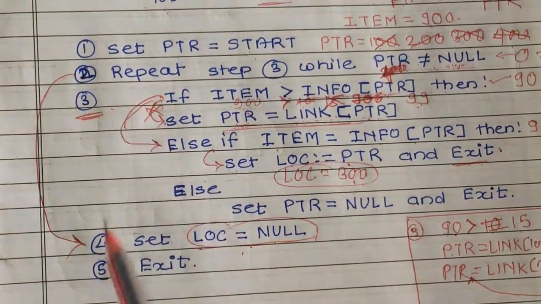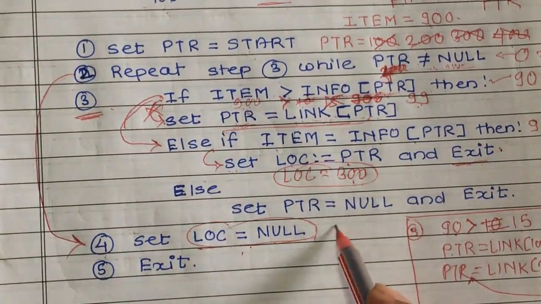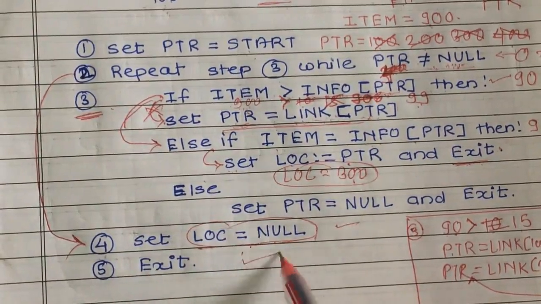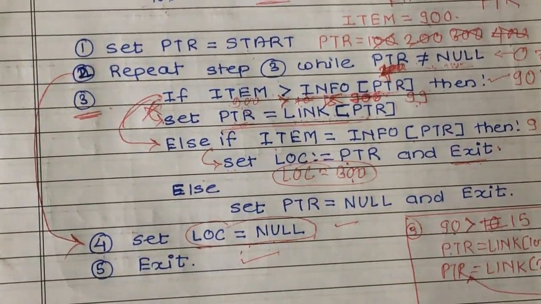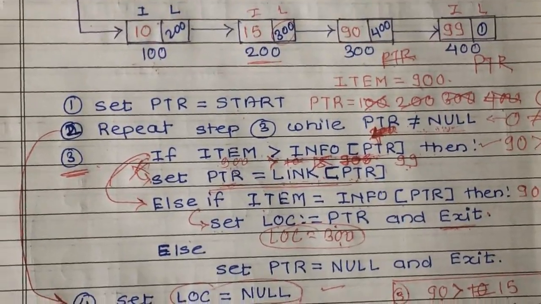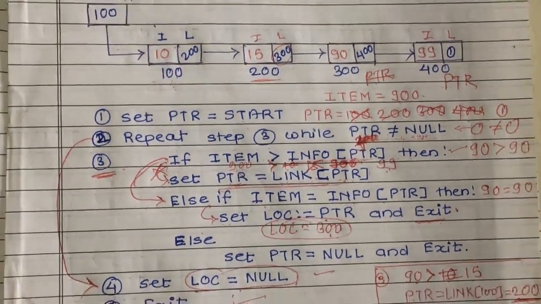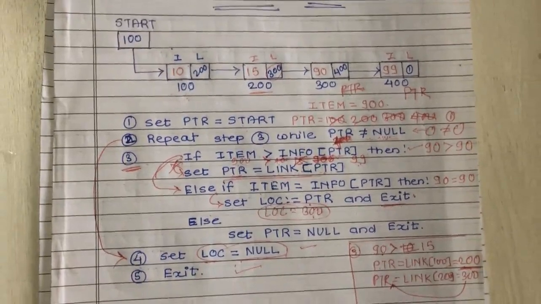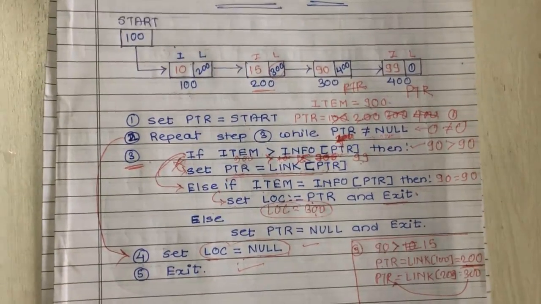After setting LOC to null, what is the next step? We have to simply exit from the loop. I hope you understand this basic searching when the list is sorted. So we'll stop over here. The next part we'll see in the next lecture. Thank you.